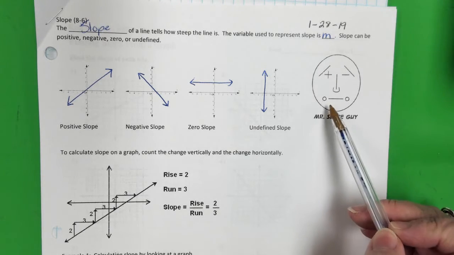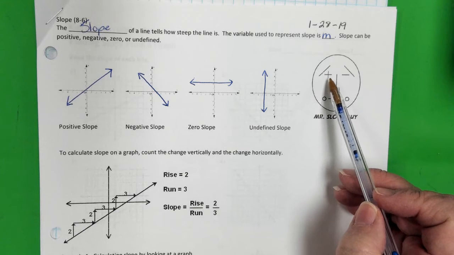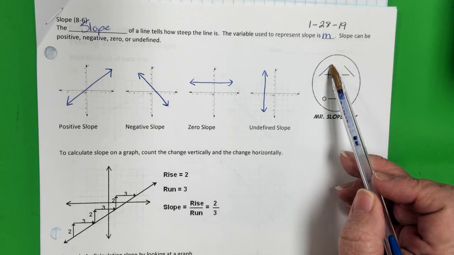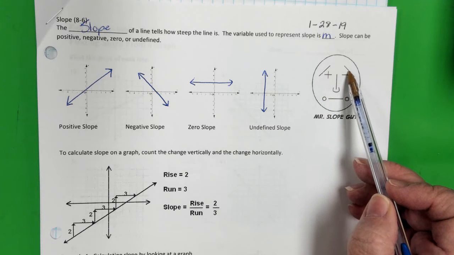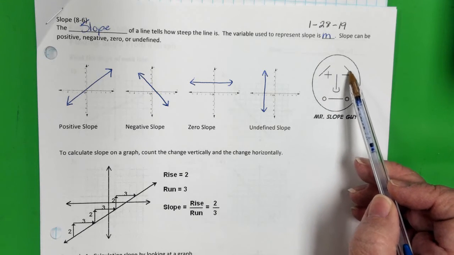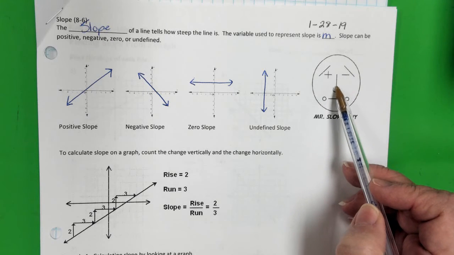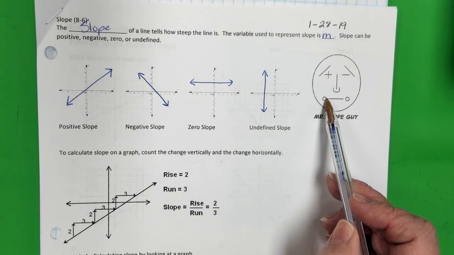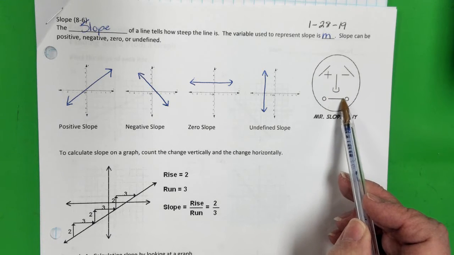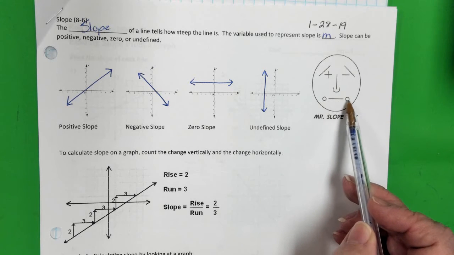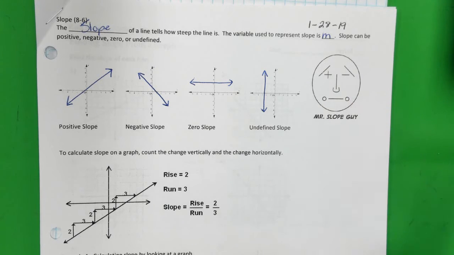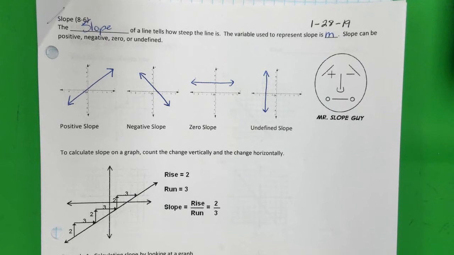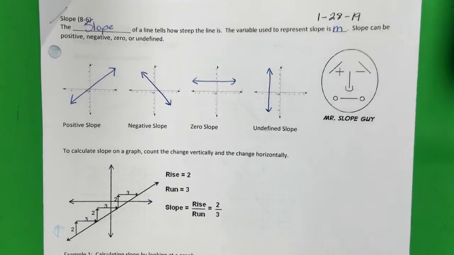And here's Mr. Slope Guy to help you remember. This eye is positive, and his eyebrow is going in an upward direction. This eye is negative, his eyebrow is going in a negative direction. His nose is totally vertical, and the little u for undefined. And then his mouth is zero. He must not be very happy. And there's the zeros, which could be his dimples. But that's just a way to help you try and remember positive, negative, zero, and undefined slope.